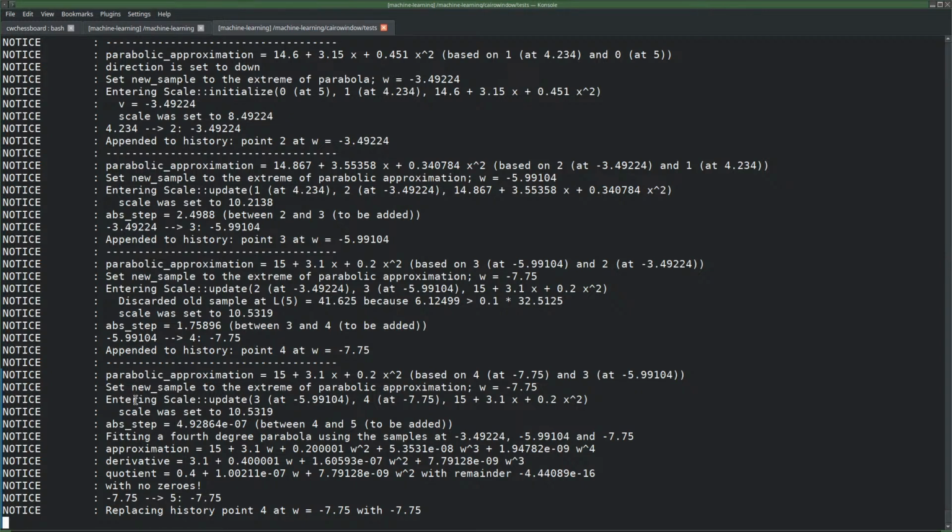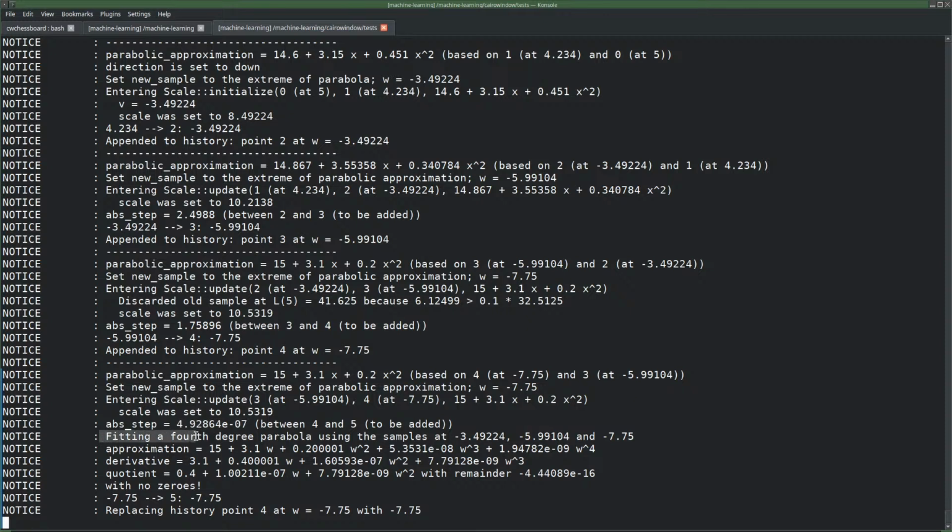Therefore, absolute step has become very small. So here we still made a step of almost 2.5. And then we continue, and eventually we see that there is no more improvement to be made.